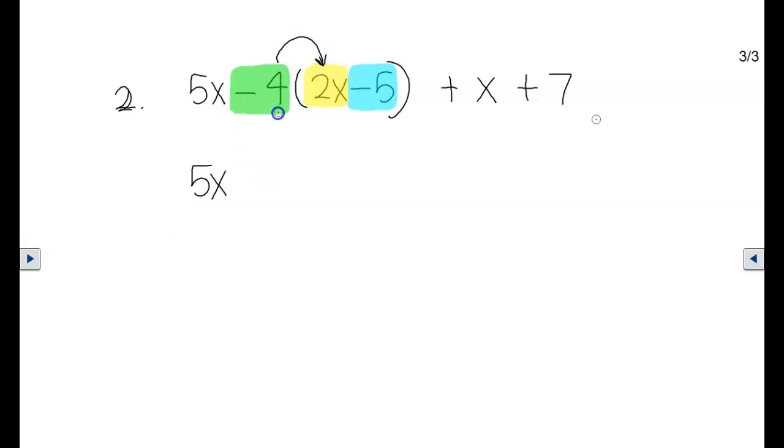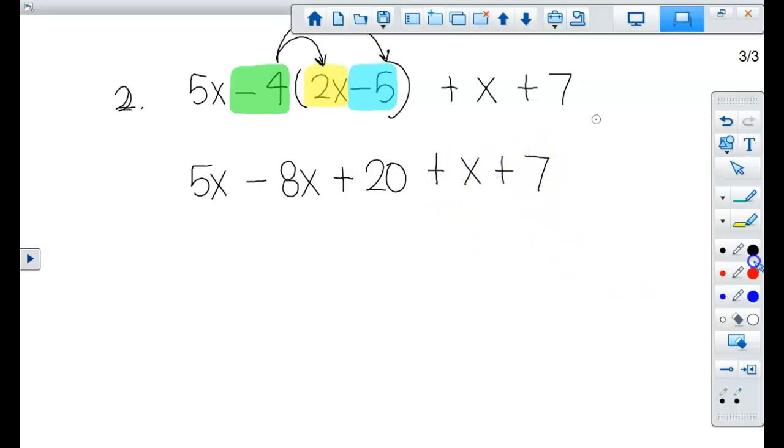First, do negative 4 times 2x. That is a negative 8x. Then I do negative 4 times negative 5. That is a positive 20. So notice when it was negative I put a minus, when it's positive I put a plus, and now I just bring down plus x and plus 7. Step 1 is done, distributive is finished.